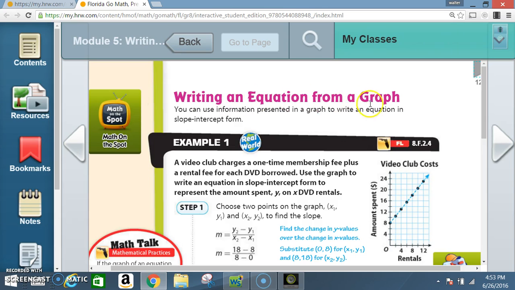Writing an equation from a graph. You can use information presented in a graph to write an equation in slope-intercept form. The video from this lesson will help us understand example 1.